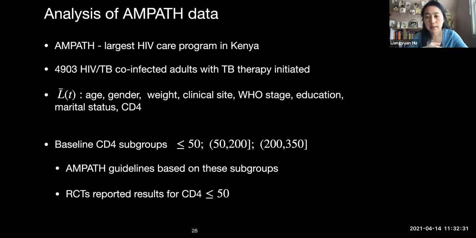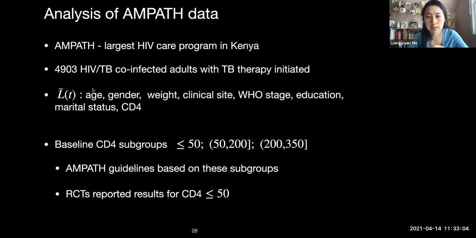And now we apply this method to MPAS data to solve the question of the optimal initiation time. So MPAS is the largest HIV care program based in Kenya. Our data set has nearly 5,000 patients who present with both HIV and TB. Everyone had TB therapy initiated, but their HIV initiation time, there's a lot of variability in that.